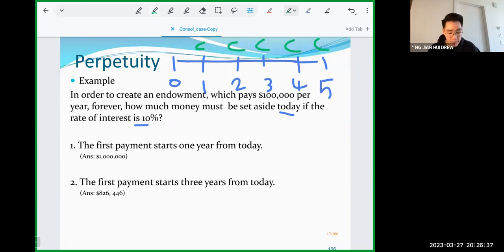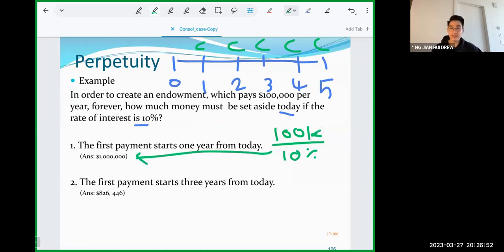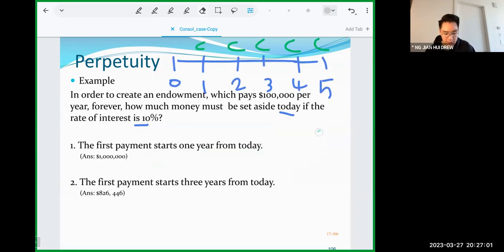And so it meets the requirement, so it becomes very simple. We just take the cash flow C, which is 100K, divided by 10%. And it should give you this answer here. All right, so it meets the requirement, so it's easy. Okay, I'm just going to erase this to answer the second part.